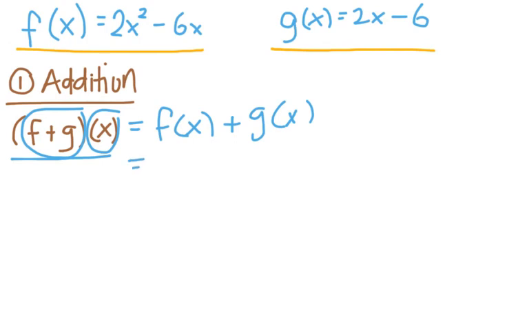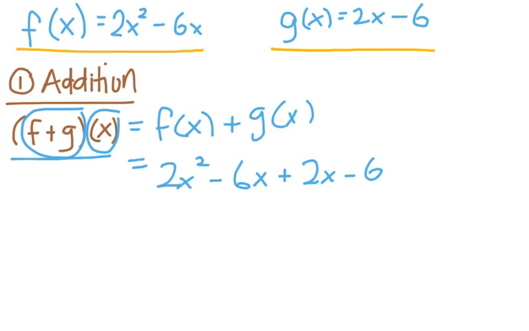So what we are going to have is function f, which is 2x squared minus 6x, and then we have plus, and then we substitute function g, which is 2x minus 6. After we substitute, make sure we don't have brackets. If we have brackets, we open up the brackets. If we don't have brackets, we want to simplify our operation.